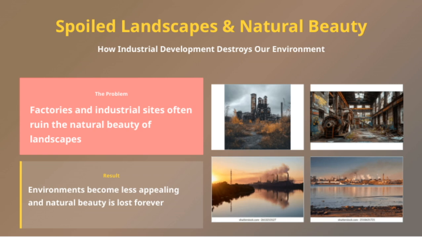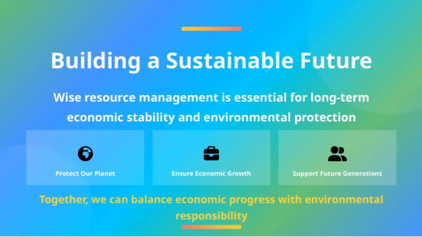As we've discussed throughout this presentation, protecting our environment is crucial, and understanding the impact of industrialization helps us find better solutions. Together, we have the power to find that balance between economic progress and environmental responsibility. It's about supporting future generations, making sure they inherit a world that's both thriving and sustainable. Support future generations. This means taking actions today that ensure they can enjoy the same opportunities and quality of life we do. At the same time, we need to ensure economic growth.